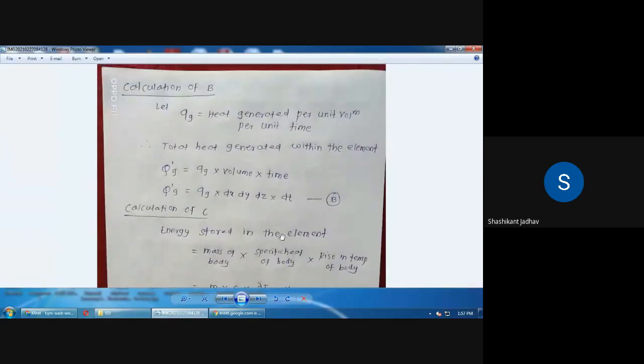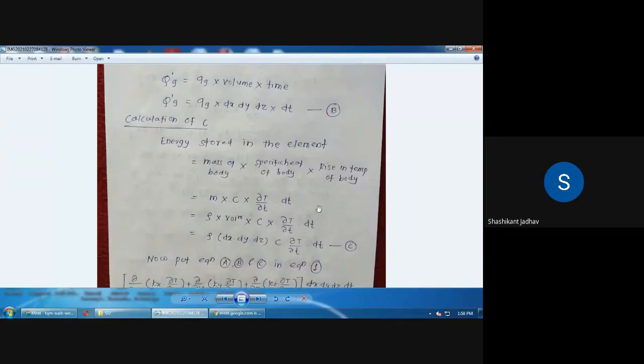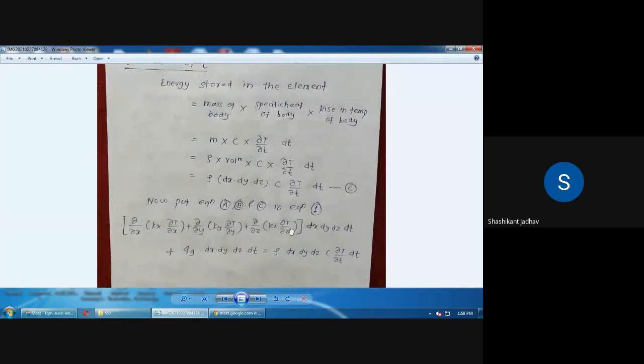Then after that we did the calculation for part B. We know that Qg is nothing but heat generated per unit volume per unit time. So from that we get the value of Q'g, that is equal to Qg into volume into time. Similarly, we did the calculation for part C. That is energy storage, and what is the equation for the energy storage? That is m Cp delta T. By using that, we get the equation for the calculation of C, and then we put these A, B, C values into the equation. Then we get the final equation.